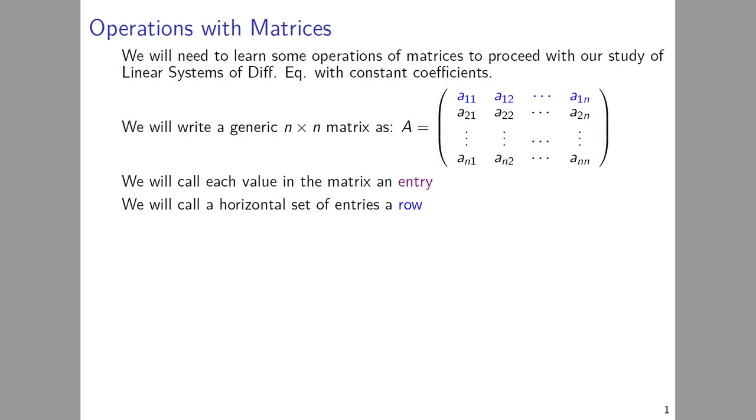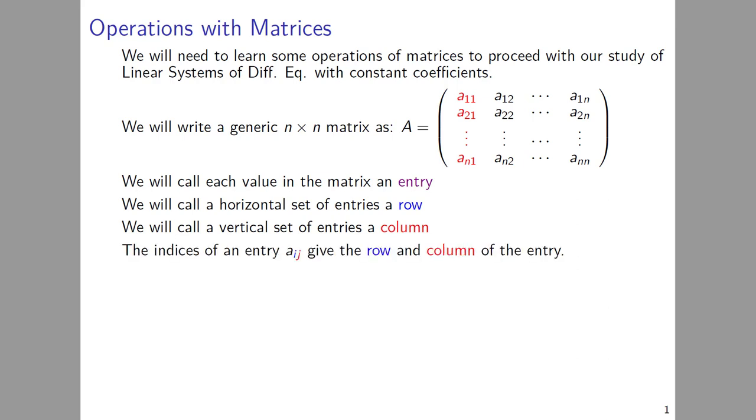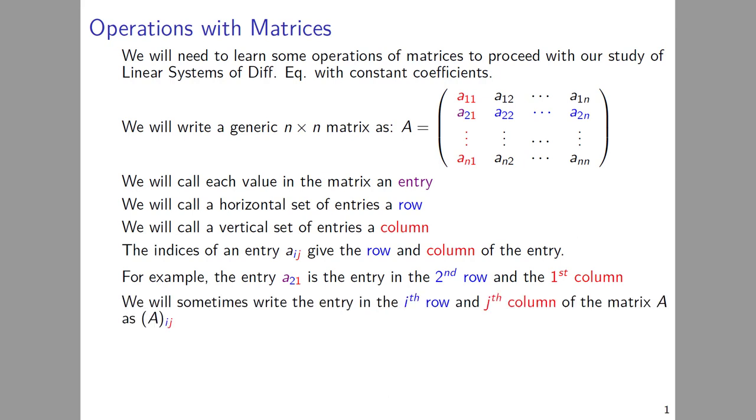We will call each horizontal set of entries a row, and we will call each vertical set of entries a column. The indices of an entry, Aij, give the row and column of the entry. For example, the entry A21 is the entry in the second row and the first column. We will sometimes write the entry in the ith row and jth column of a matrix A as Aij.